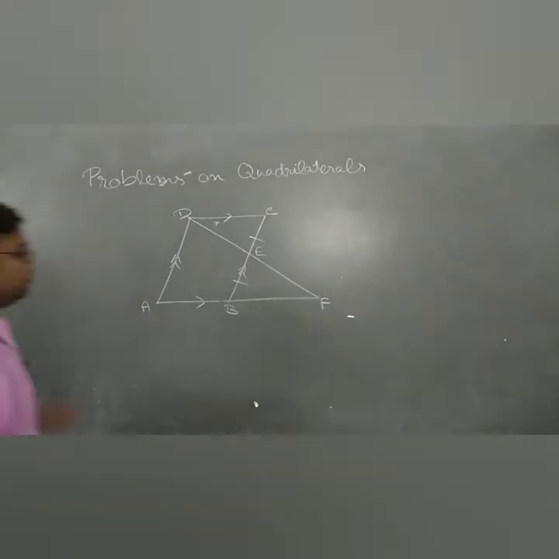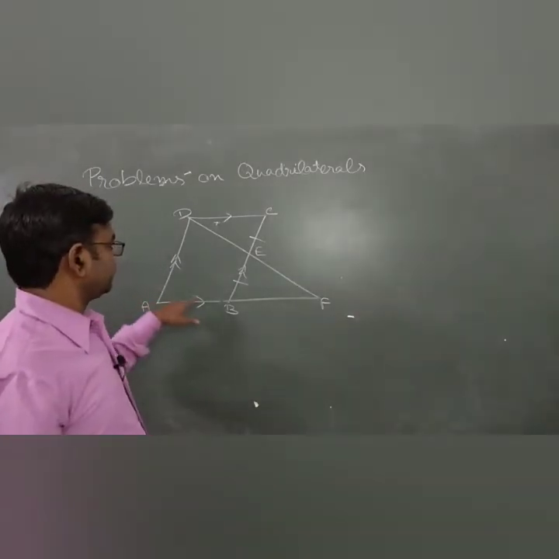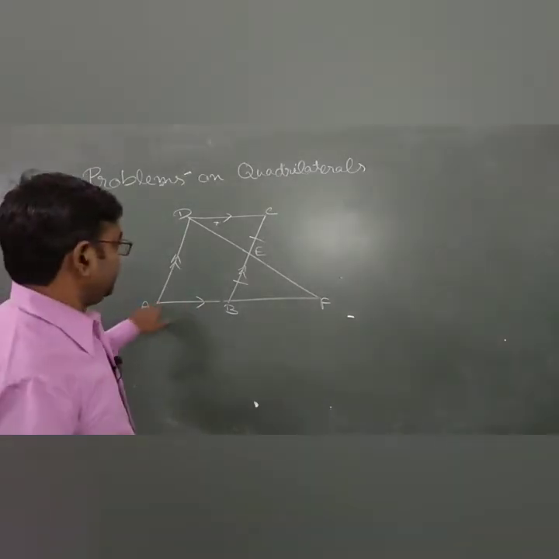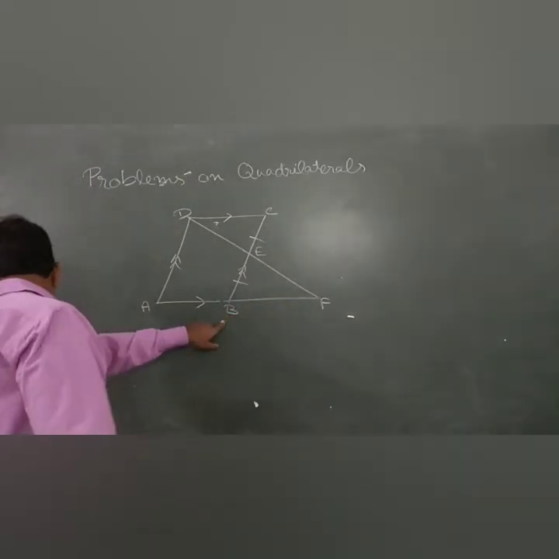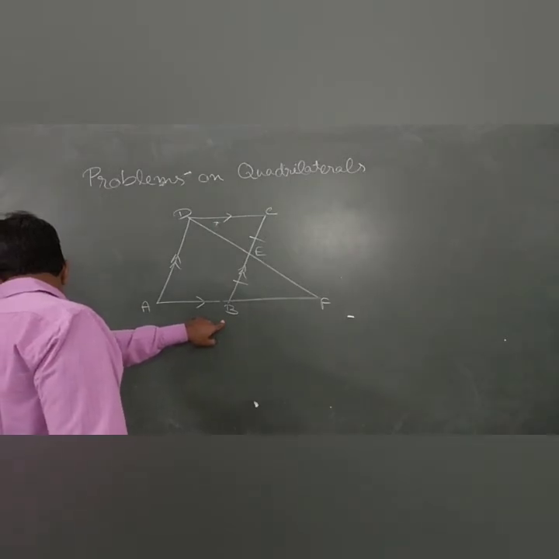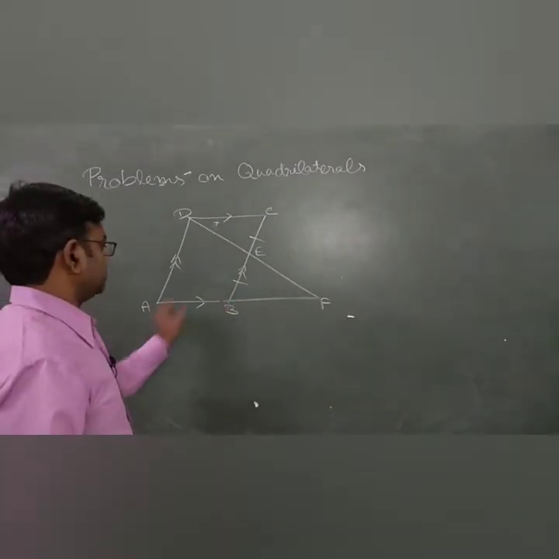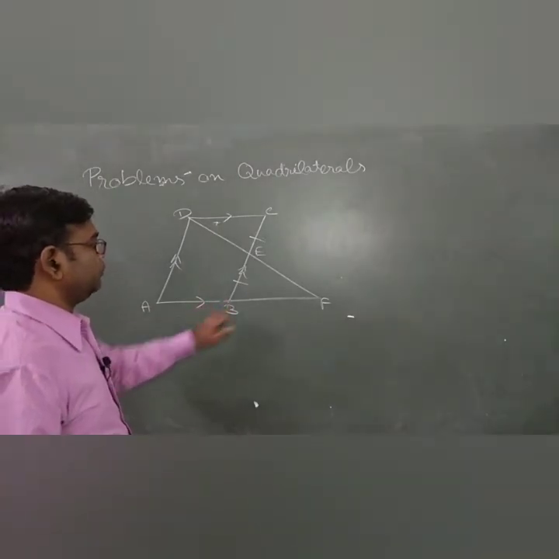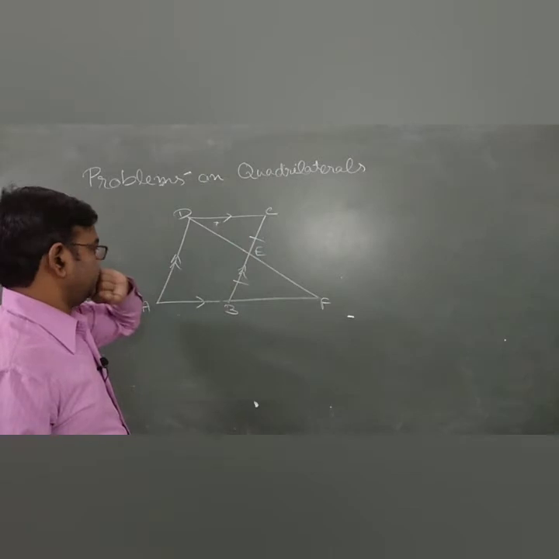The question says to prove that AF is double the line AB, which means B is the midpoint. You have to prove that this is the midpoint. How do we prove it? We see these two triangles first.